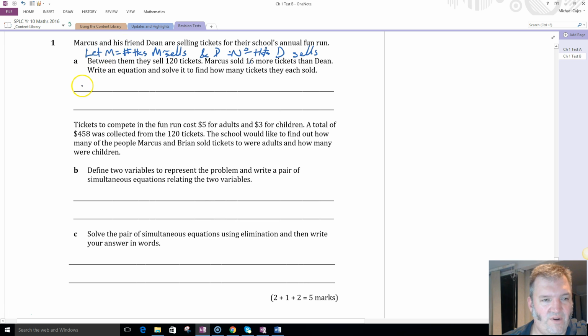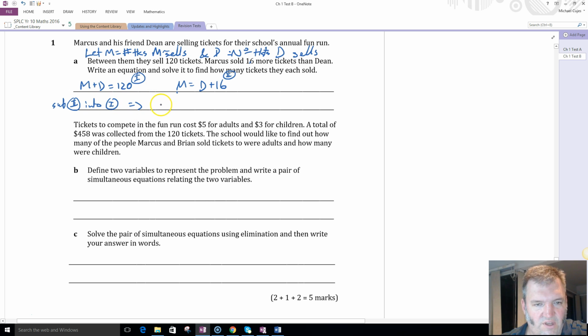Between them, they sell 120 tickets. So M + D = 120. Also, Marcus sold more than Dean by 16, so M = D + 16. Find out how many each sold. This is set up for substitution, isn't it? We've got our equation 1 on the left, equation 2 on the right, and I say sub 2 into equation 1. That's fine.